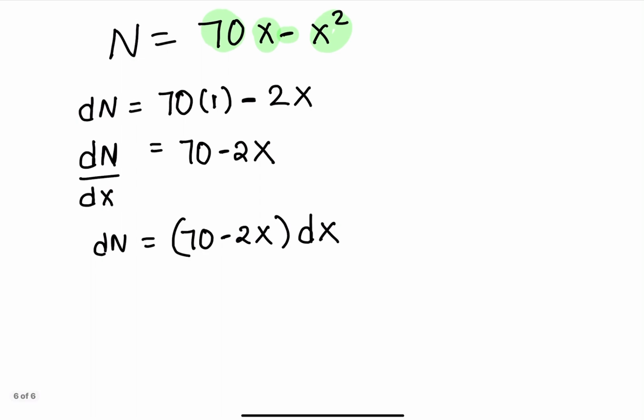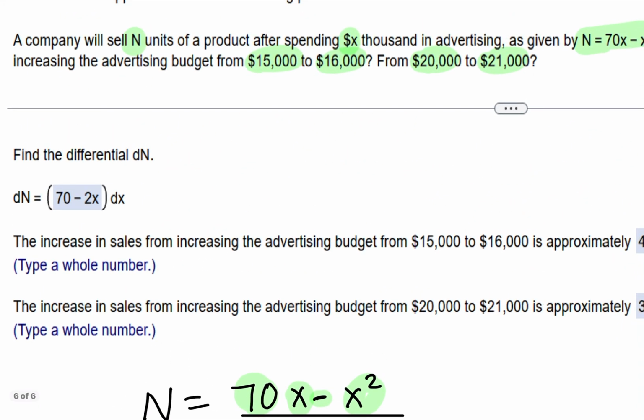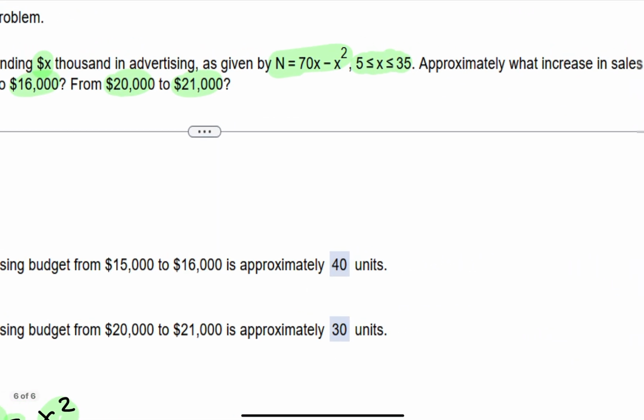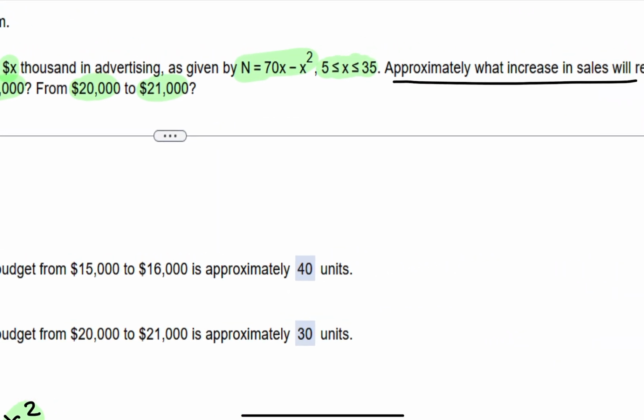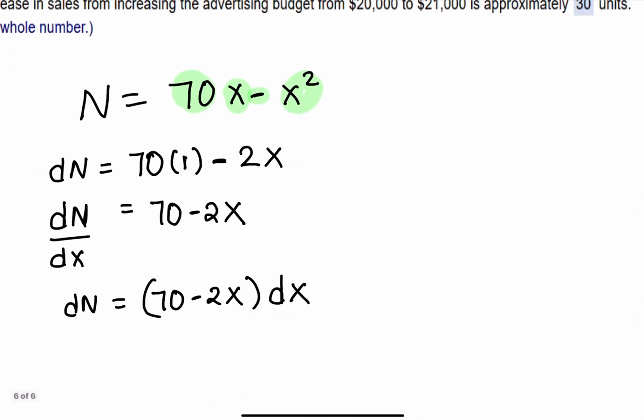Now, once I know this, keep in mind, what are they giving me? They gave me a function and they're asking me to find the rate of change of the product when the budget changes. Rate of change is nothing but your derivative or your differential. Now let's see what they want. They said, approximately what increase in sale will result when you're increasing the budget from 15 to 16,000, 20 to 21,000.